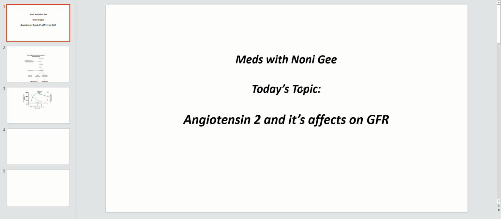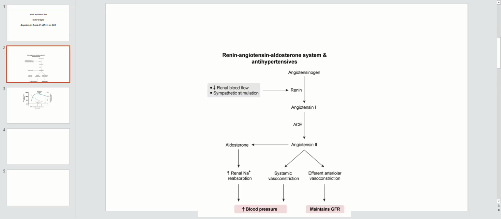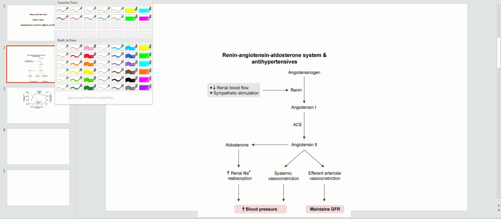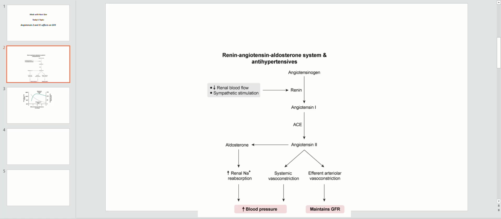Hi guys, today I'm going to teach you about the topic which is angiotensin 2 and its effect on the GFR. So what is angiotensin 2? Where does it come from? Angiotensinogen, which is present in your lung, is converted into angiotensin 1 with the help of the enzyme renin. Under what condition? When you have decreased renal blood flow and sympathetic stimulation.